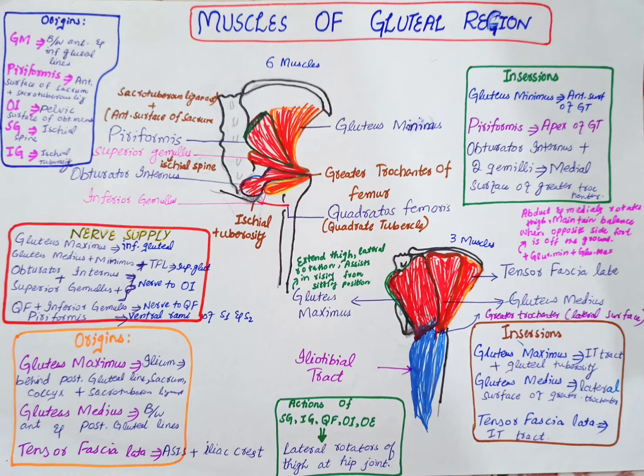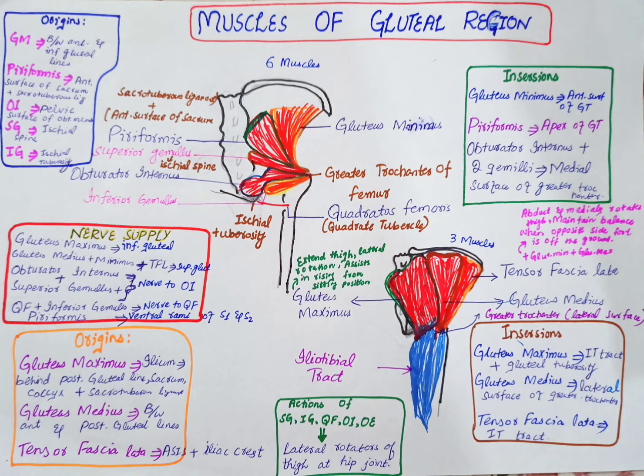In the next diagram, we will see the origin and insertions of 3 superficial muscles. The first to be indicated is gluteus maximus. It originates from the area behind the posterior gluteal line of ilium, sacrum, coccyx and sacrotuberous ligament and is inserted on the iliotibial tract and gluteal tuberosity. The second muscle in this diagram is gluteus medius. It originates from the area between the anterior and posterior gluteal lines of ilium and is inserted on the lateral surface of greater trochanter. The last muscle to be indicated is tensor fascia lata. It originates from the anterior superior iliac spine, iliac crest and is inserted on the iliotibial tract.